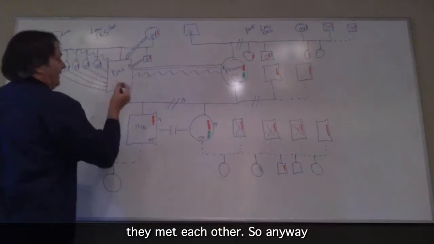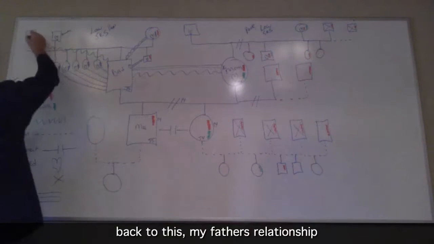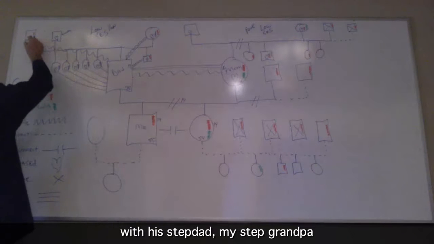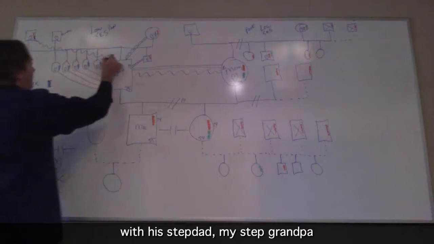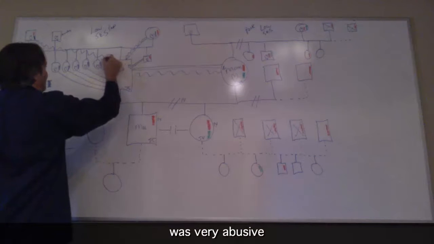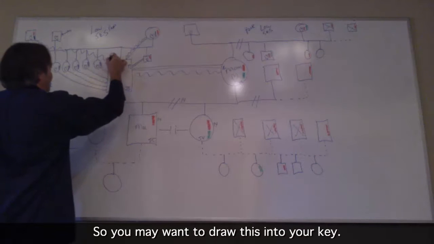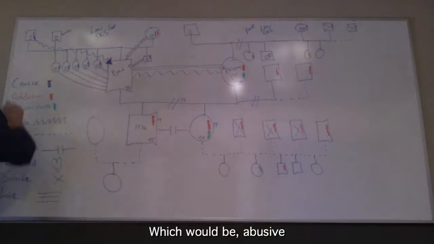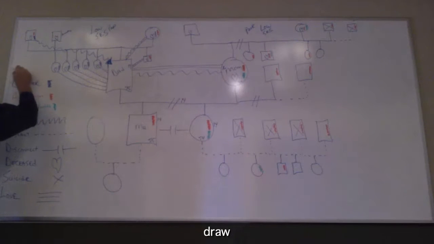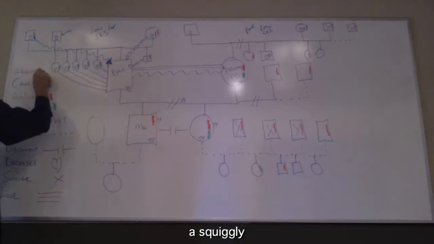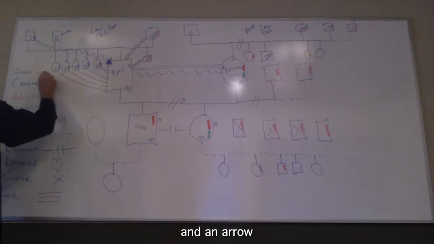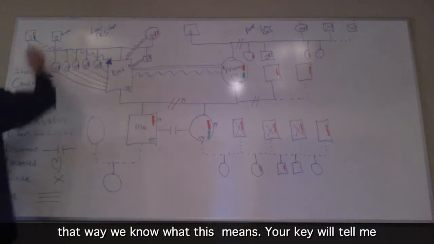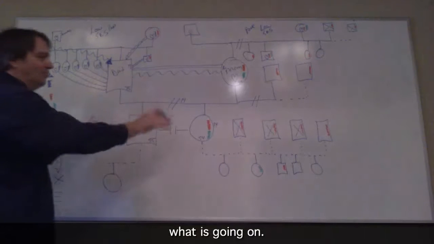So anyway, back to this, my dad's relationship with his stepdad, my step grandpa, was very abusive. So you might want to draw this in on your key, which would be, let's say, abusive. And then you draw the squiggly and put an arrow and fill it in. That way we know what this means. Your key will tell me what's going on with your family.